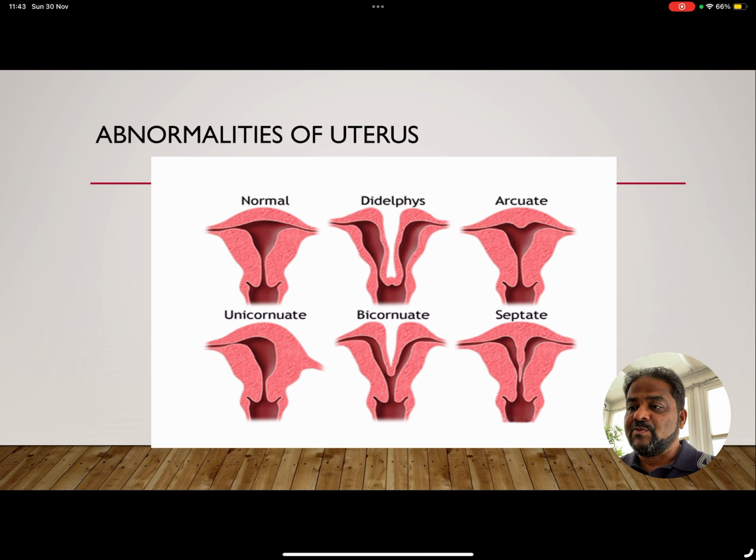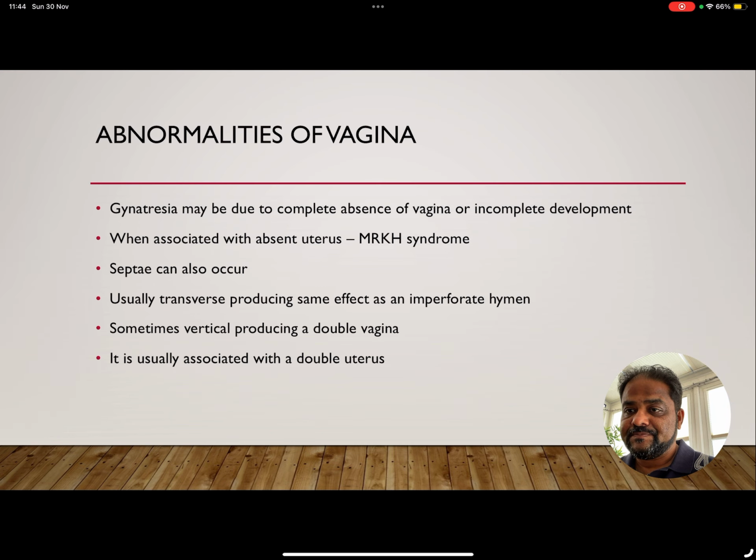Arcuate uterus is when this reabsorption is incomplete, so you can see there's a dip in the fundal area. Unicornuate uterus means only one horn develops. Bicornuate means the reabsorption is not complete, so the two horns develop separately. And when the absorption is not complete, you can see the whole septum, which can actually sometimes extend into the vagina as well.